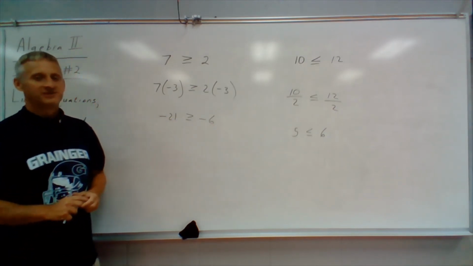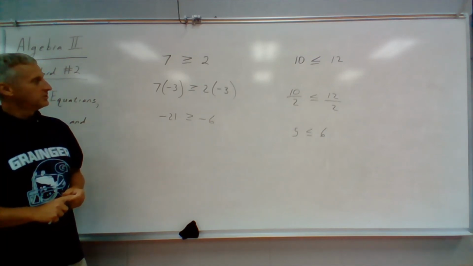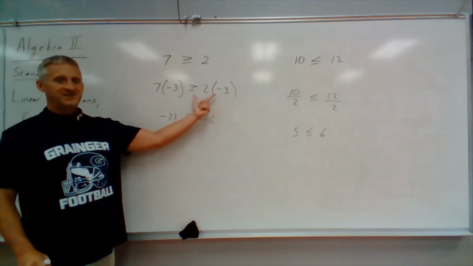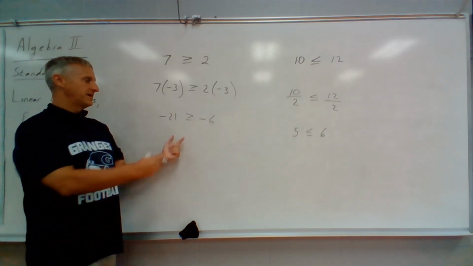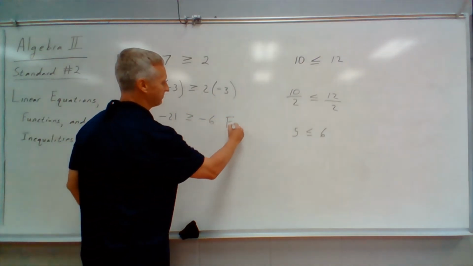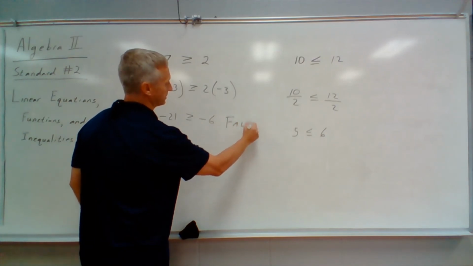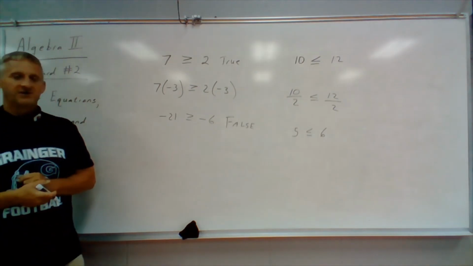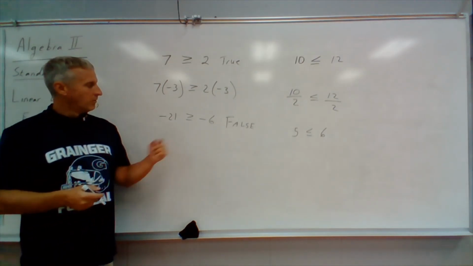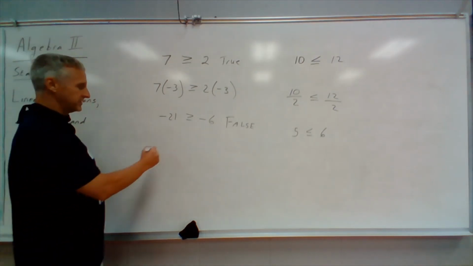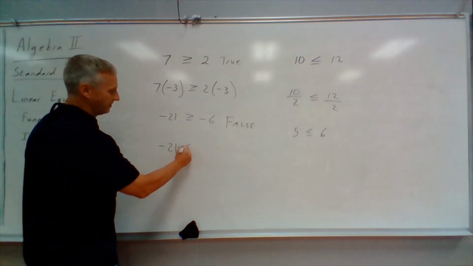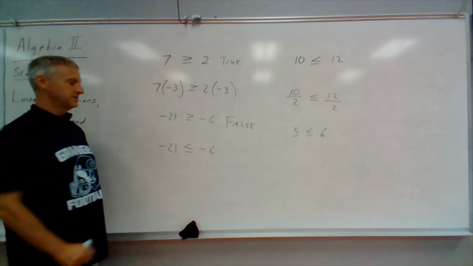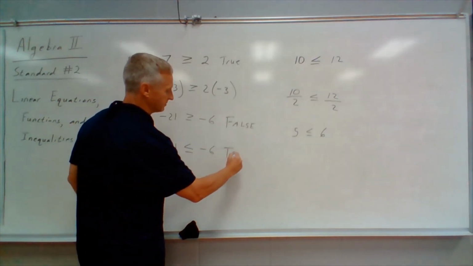So something went wrong. Notice that we multiplied both sides by -3, and that caused this to be false then. It started out true, and after multiplying by -3, now it's false. What would be a true statement is if we wrote this the other way around. If we flip this inequality sign, now it's true.